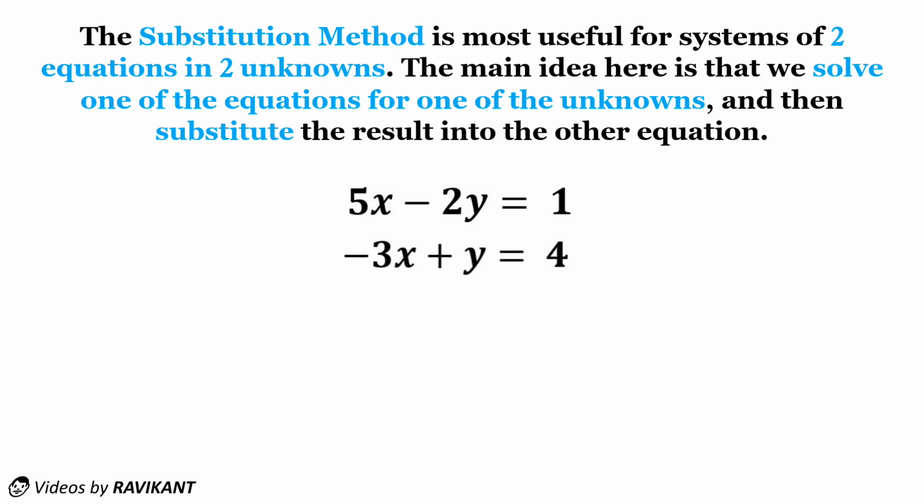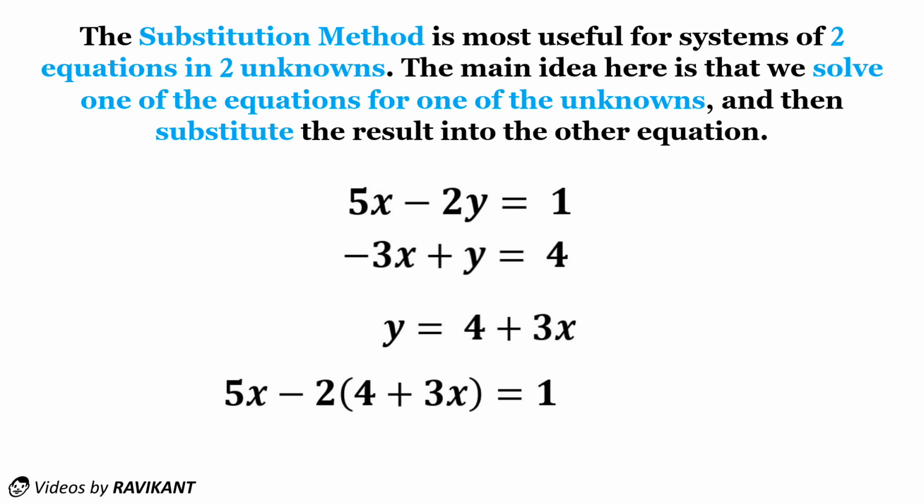Now we start solving. So if you don't mind, I can rewrite the second equation as y = 4 + 3x. Now we substitute the value of y in the first equation. Then we can write the following equation. After solving this equation, we get the value of x, which is equal to -9. And this is our first variable.